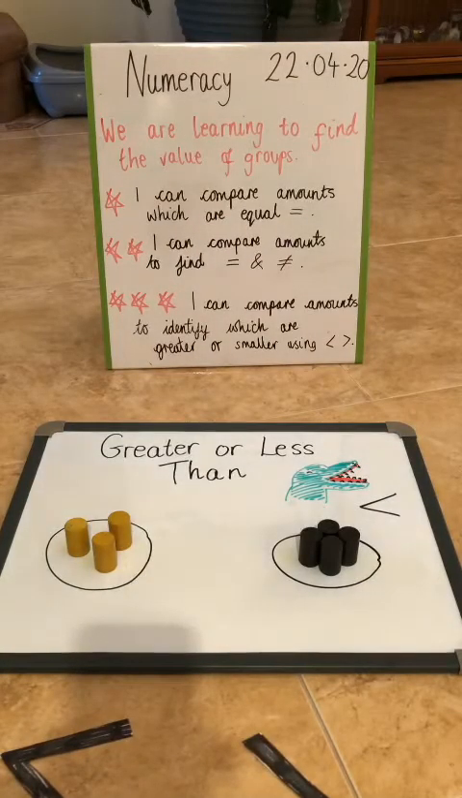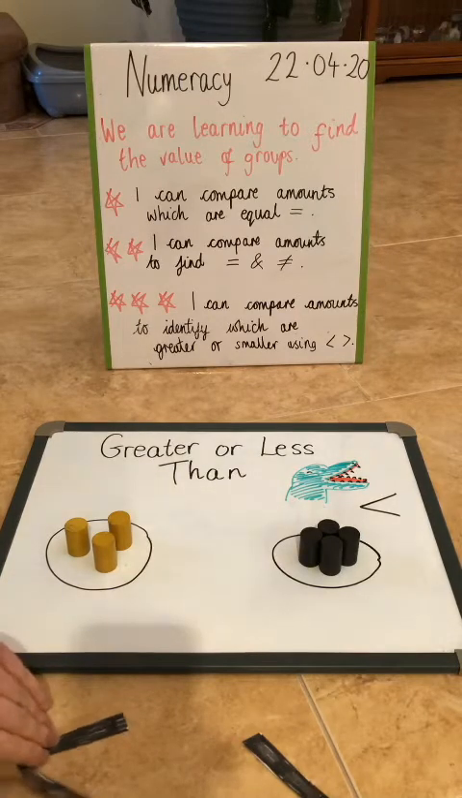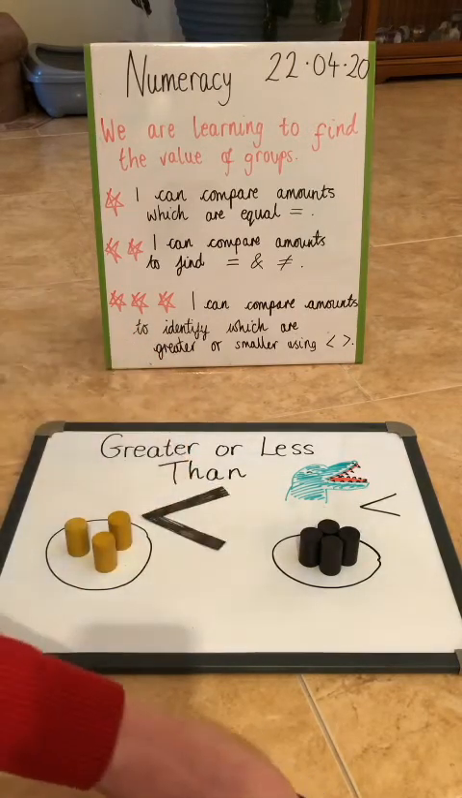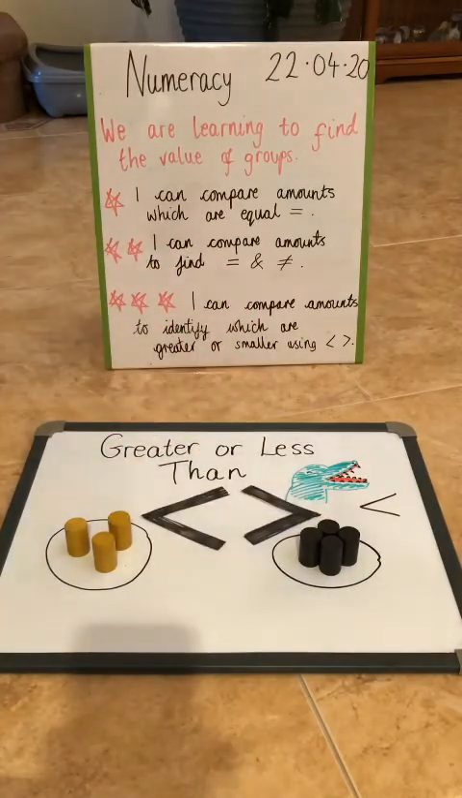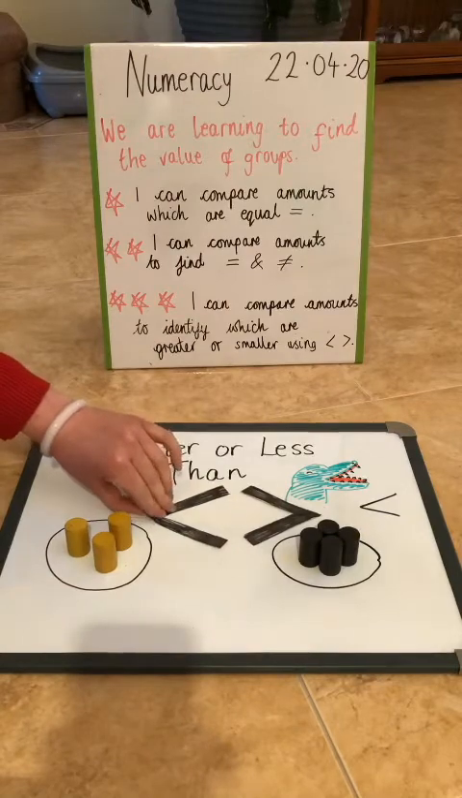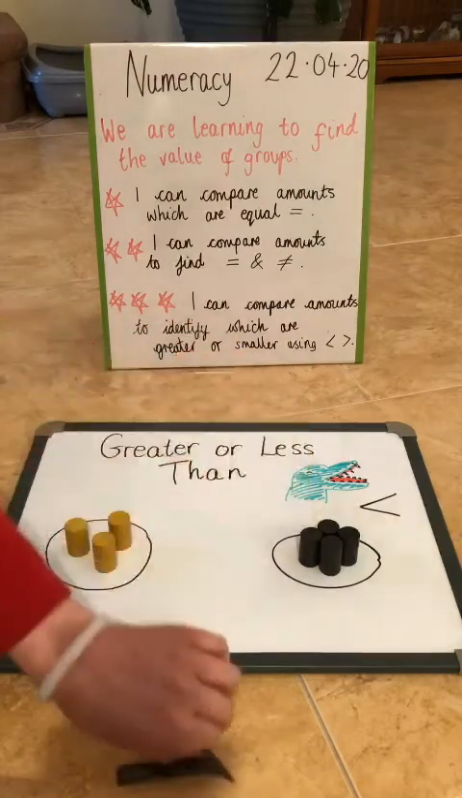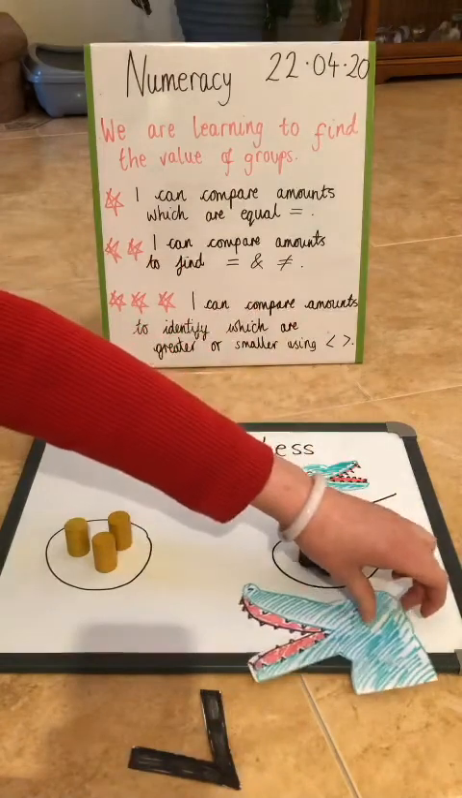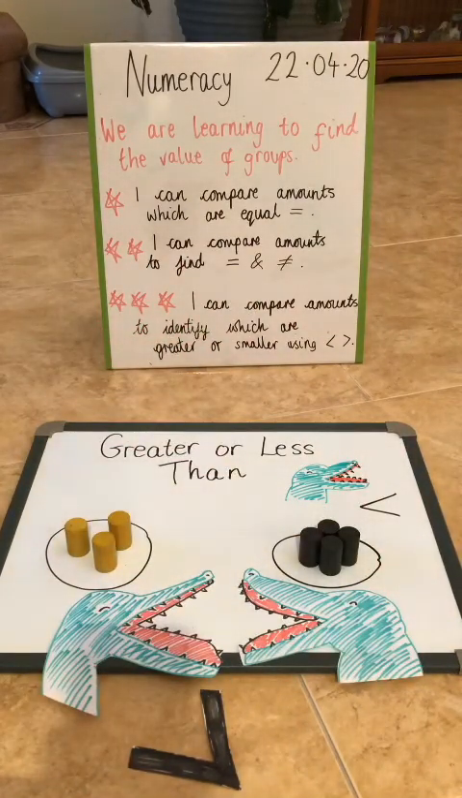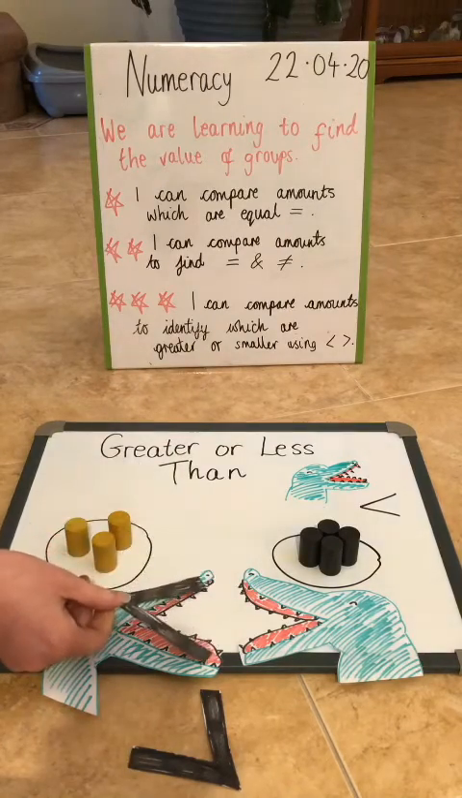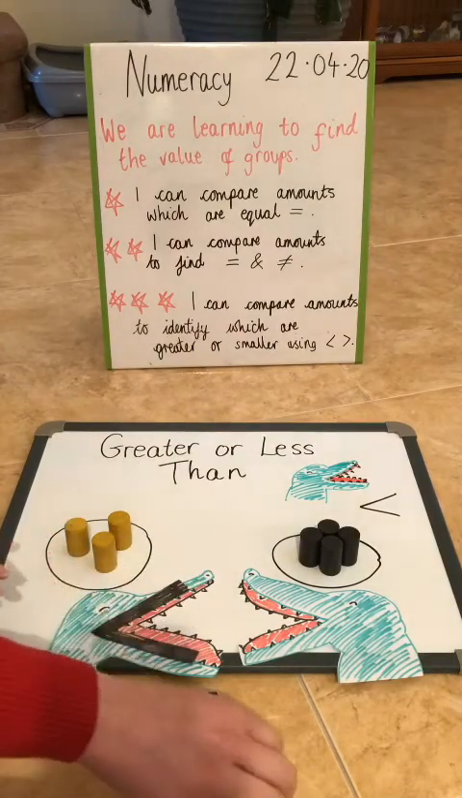Okay, so my 3-star challengers. We have got greater or less than. Okay, so we are looking at these signs again. This sign and this sign. Now to help us understand what these signs mean, we are going to use the crocodiles. So we have a crocodile here and a crocodile here. And I will put the signs on top just to help us out.